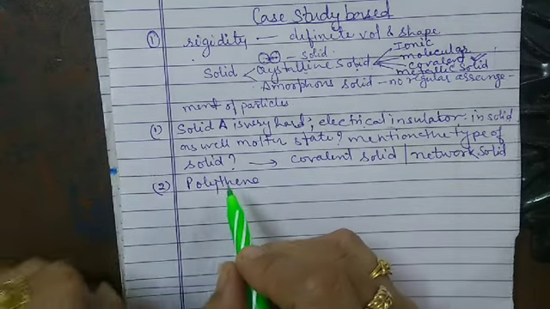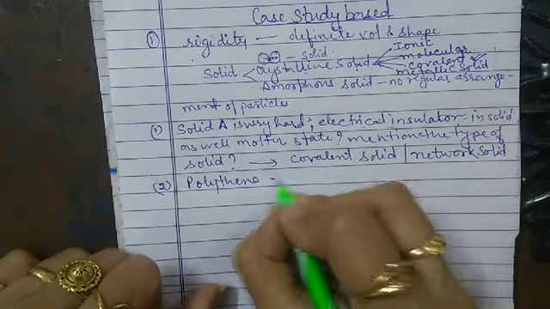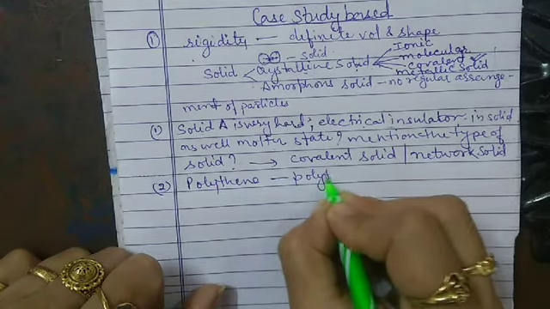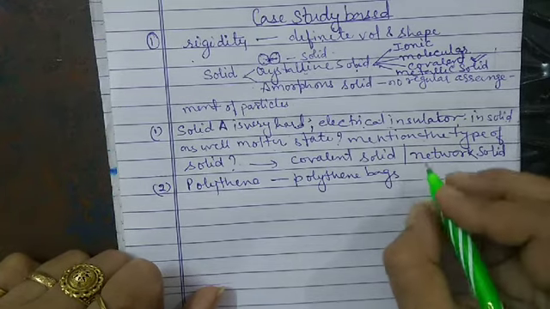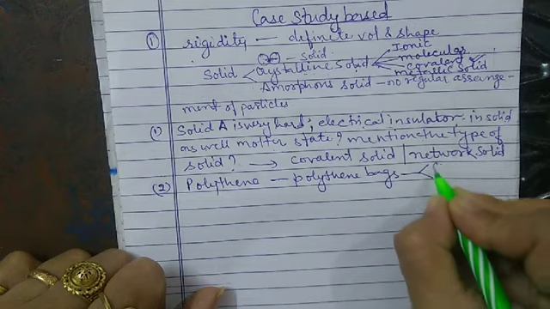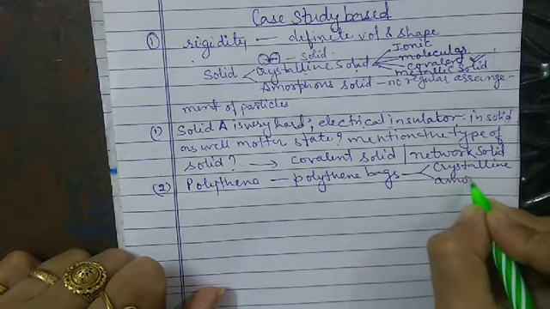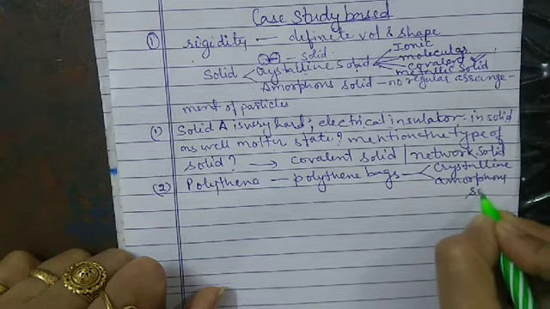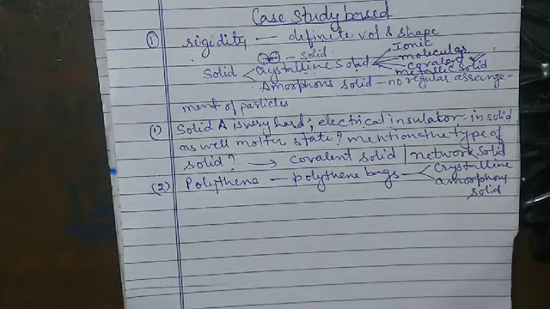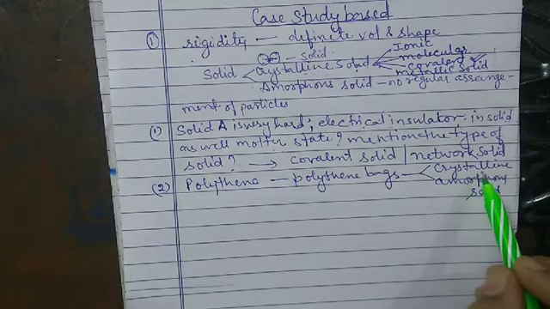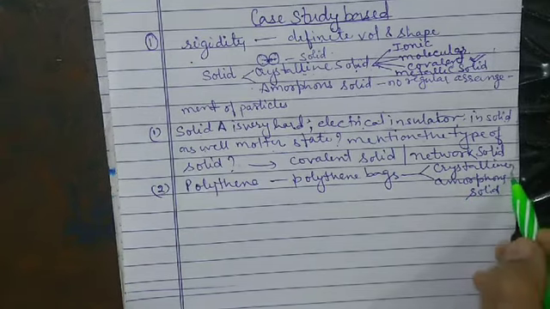Now the question is, the polythene which is used for making the polythene bags, is it a type of crystalline solid, or is it a type of amorphous solid? Now this is the second question. The polythene which is used for making the polythene bag, is it a crystalline solid or is it an amorphous solid?